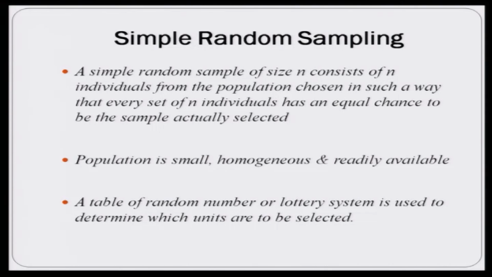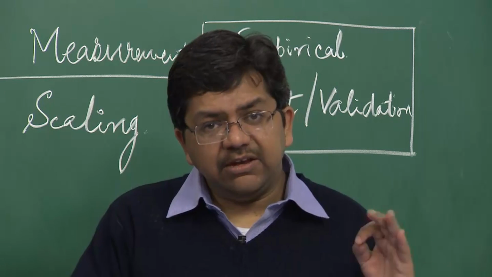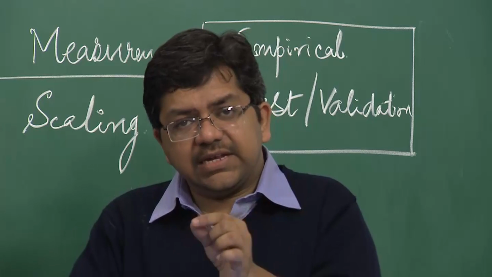A simple random sample of size n consists of n individuals from the population chosen in such a way that every set of n individuals has an equal chance to be the sample actually selected. So, in probability sampling, the most basic type is simple random sampling. As you can see in this definition, each sample of small n being selected from a large population of size capital N has equal probability as any other sample of equal size n being selected.